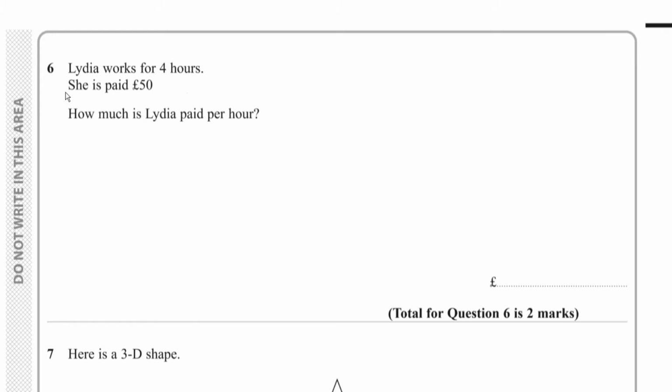Question number 6. Lydia works for 4 hours. She is paid £50. How much is Lydia paid per hour? So we have the total number of hours worked being 4 hours. So we do 50 divided by 4, that's £12.50. So her pay is £12.50 per hour.